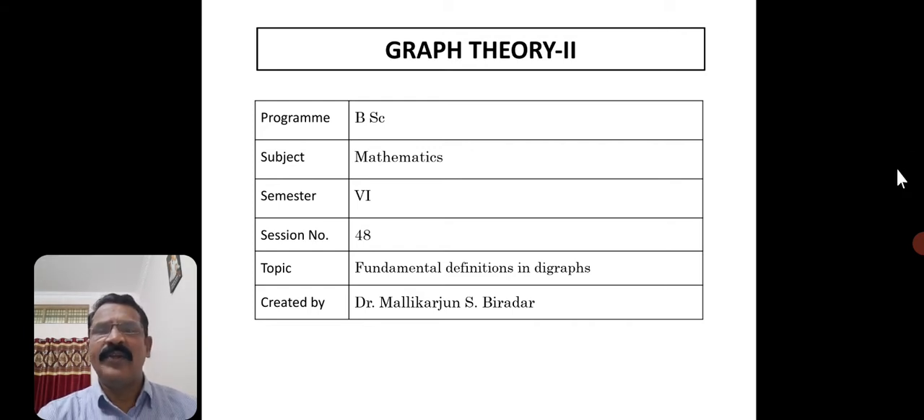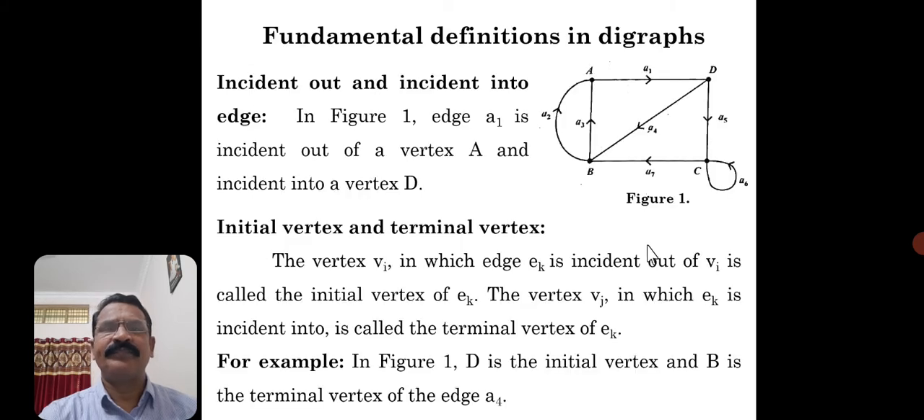In undirected graphs we have studied the vertices, edges, the degree of the vertices, the sum of the degrees of the vertices. Similarly, we are going to discuss the fundamental ideas in digraphs also, but the meaning or the idea is entirely different from that of undirected graphs. Okay, so what are those? We will see one by one.